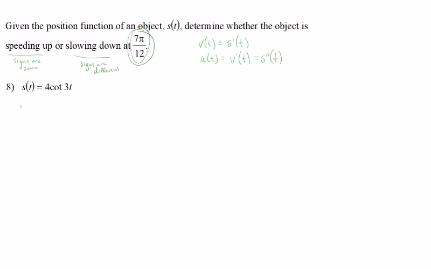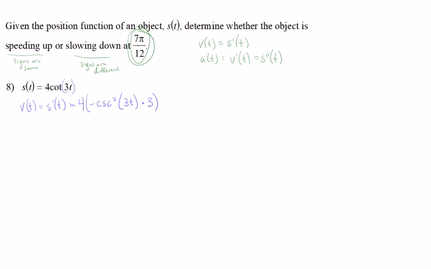So first, velocity is the derivative of position. So I want to find the derivative of this, and it's a trig function with a little bit of chain rule in there because we have an inner function. So that 4 is just a constant multiple, so it's just going to tag along. The derivative of cotangent is negative cosecant squared. I'm going to keep the input function the same, and then multiply by the derivative of the input function. So the derivative of 3t is just 3.